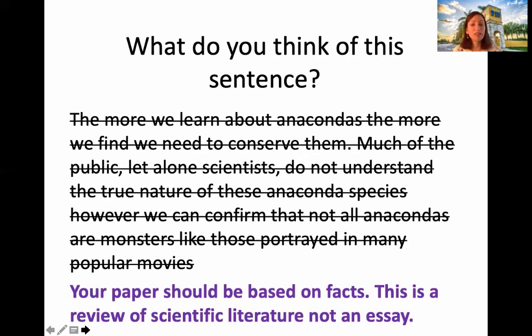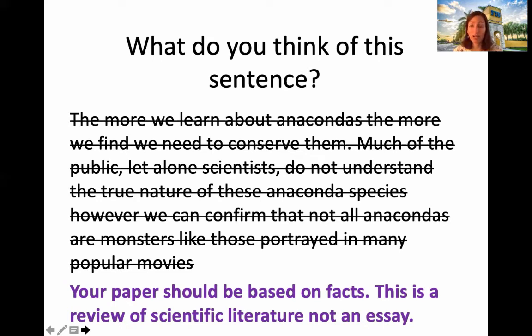What we see here is there aren't really any facts. The more we learn about anacondas, the more we need to conserve them. Yes, we need to conserve anacondas, but you need to give us a better reason. You need to say their ecological role, or address something more specific that would be relevant to this audience. And when you say much of the public, let alone scientists, do not understand the true nature of anaconda species, what are you really talking about?